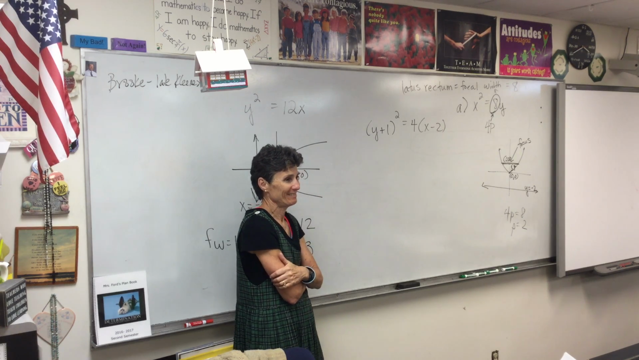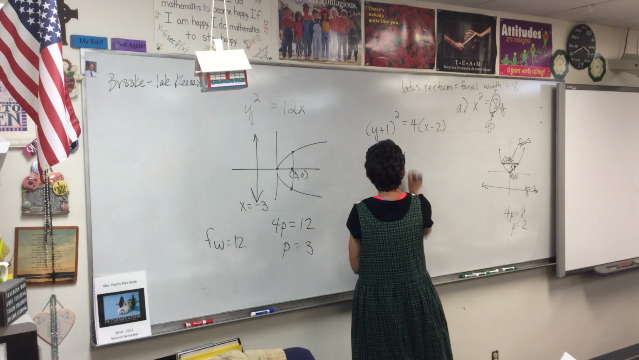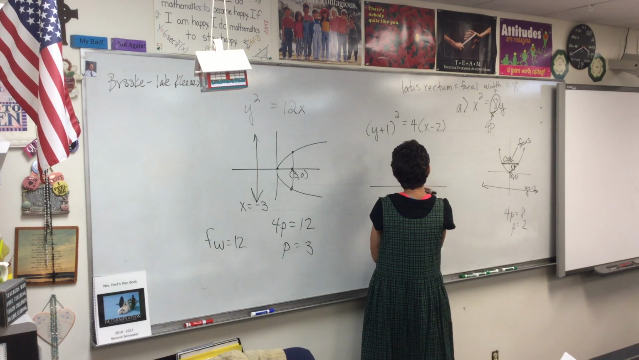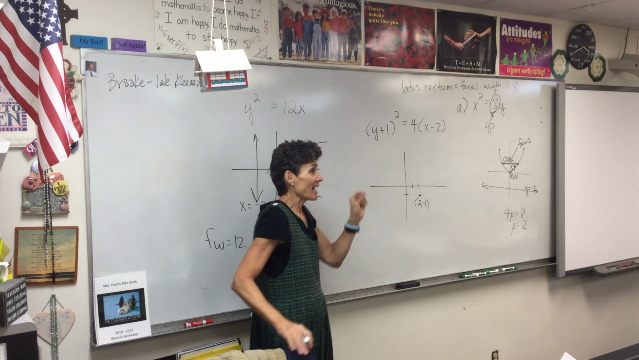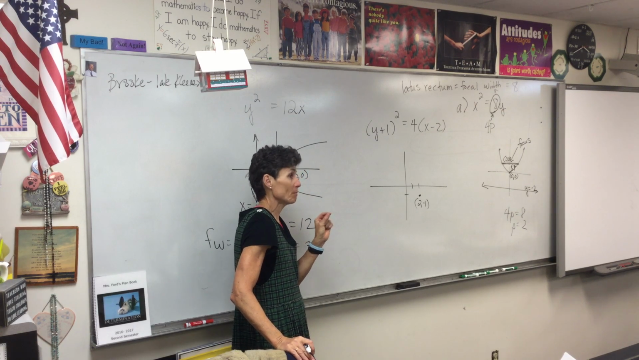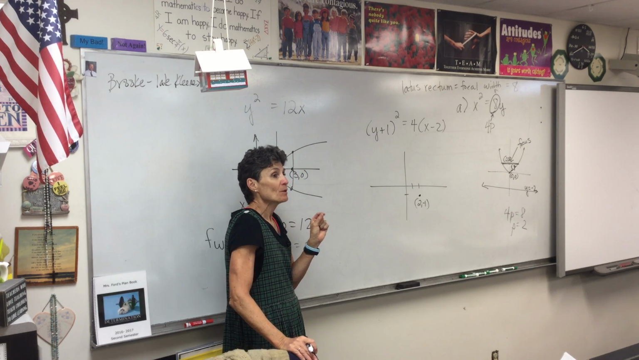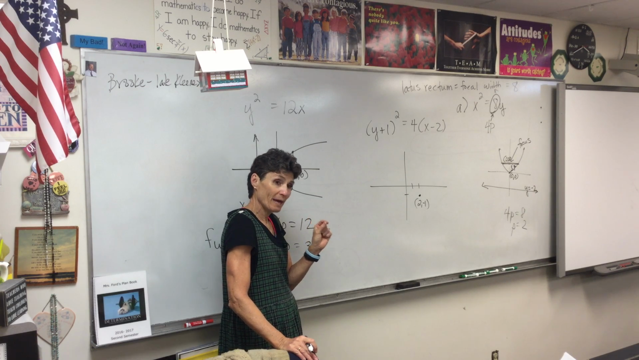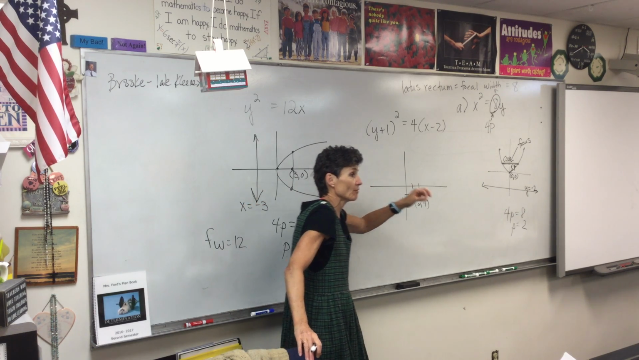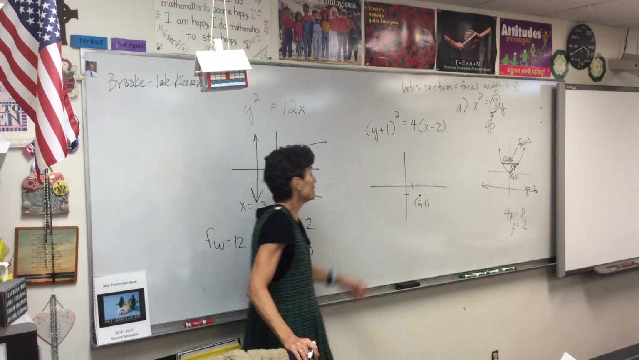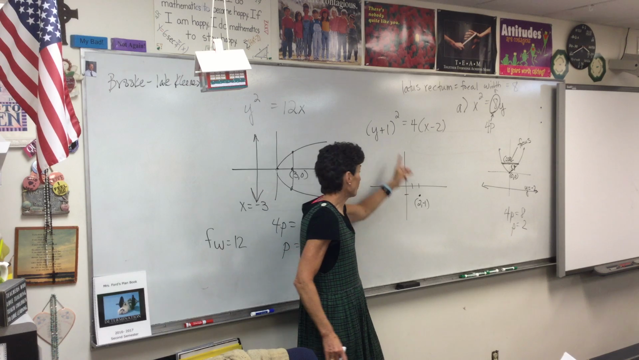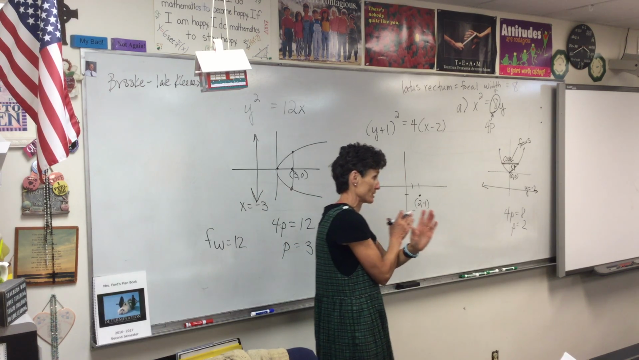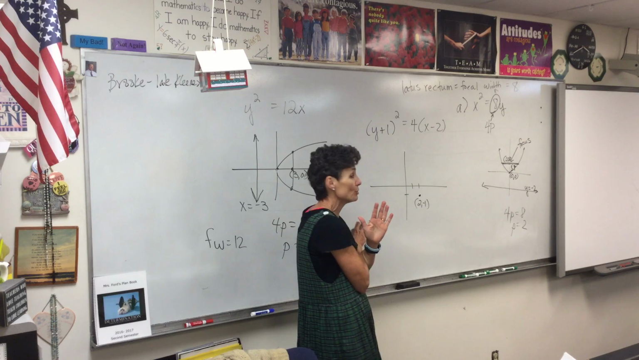2, -1. The vertex is at 2, -1. Now, I heard somebody say -1, 2. That's a trick. Not purposefully tricky, but it's tricky. When we write an ordered pair, a point, what letter has to come first? X. So even though y is first in the equation, when you write your point, you have to put the x number first. Everybody see that? So it's 2, -1.